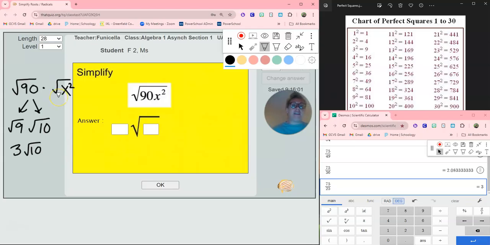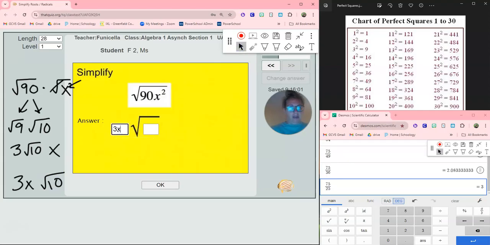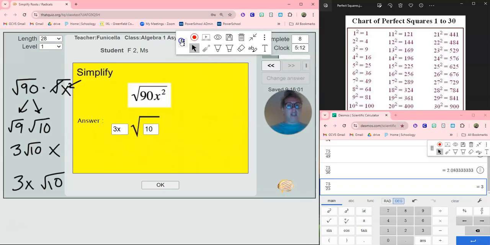The square root of x squared, remember, if the root and the power are the same, they just cancel out and we're left with an x. So we have a 3x that got pulled out times the square root of 10. So on the outside we have 3x, on the inside we have 10. Okay, and then go ahead and hit OK when you're ready.